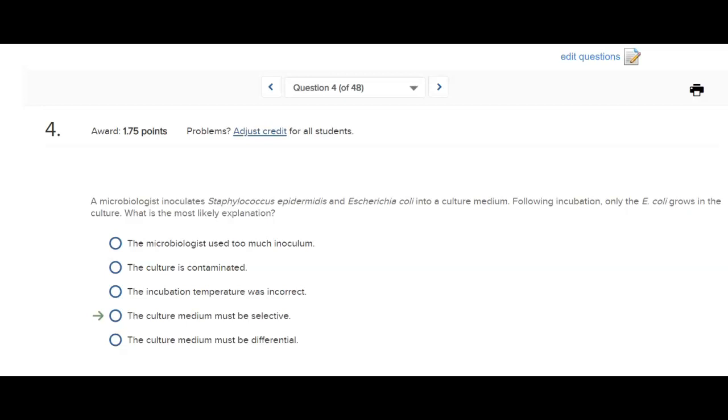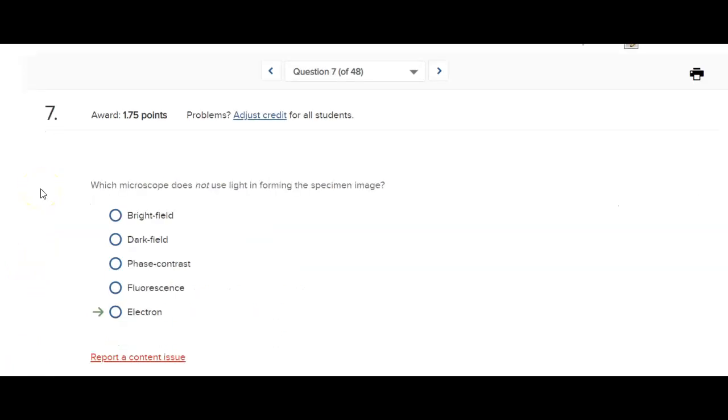But you can see here that a microbiologist inoculates a plate with 2 different organisms, and then after they're incubated, only one of them grows. Basically, why? The reason I showed you this is I could ask it to you this way, or I could say a microbiologist inoculates 1 organism and 2 of them grow. Why would that happen? So that's a perfect example of something you'd see in terms of pure cultures versus mixed cultures versus media, etc.